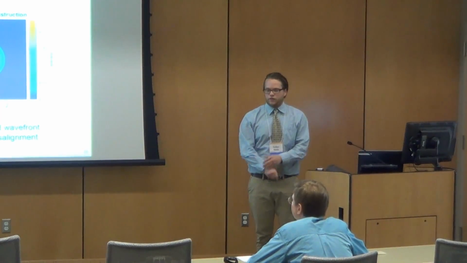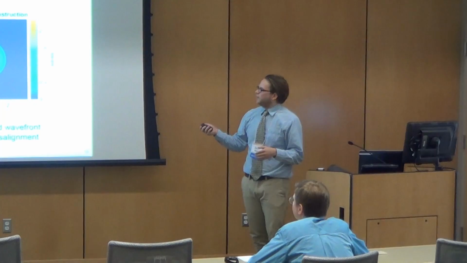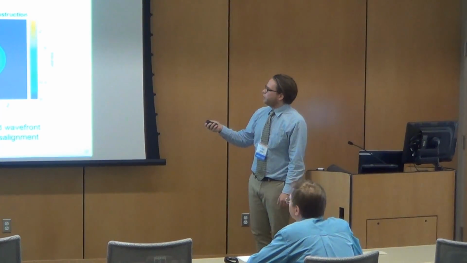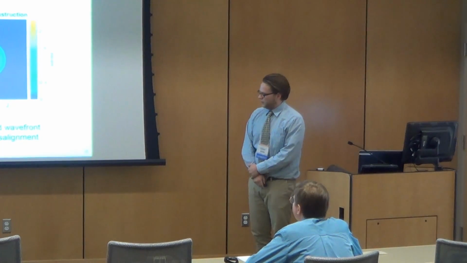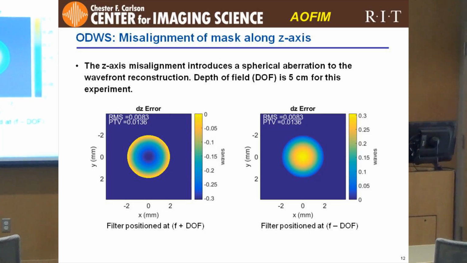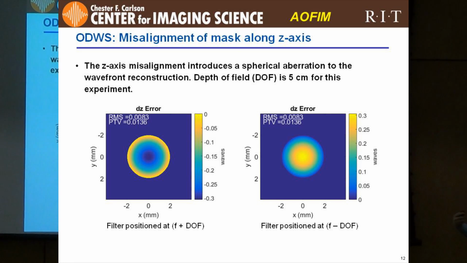So you start with a focal length of your 4F lenses of 1 meter. It was off axis by 5 centimeters, and it reconstructed a spherical wave with greater peak to valley and greater curvature, so it didn't quite reconstruct it as well. And the z-axis misalignment introduces a spherical aberration, also called defocus, to the wavefront reconstruction.